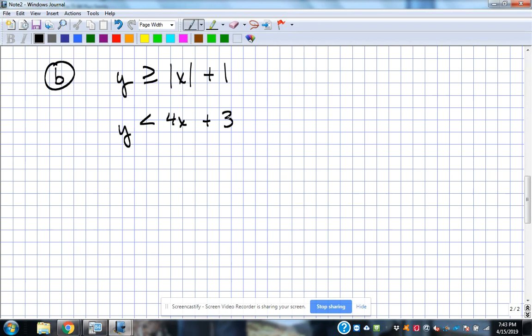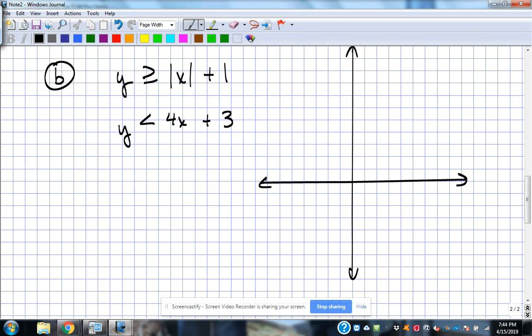Luckily, y is by itself already on both of them, so that makes this a little quicker and easier. Okay, I'm going to graph it by hand first, and then we'll do the calculator. Since y is already by itself, I don't have to do any work to get it there. So I'm just going to give myself a little bit more room up top because I know that's where everything's happening.